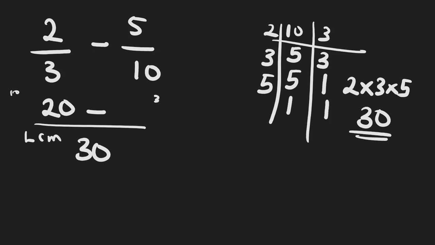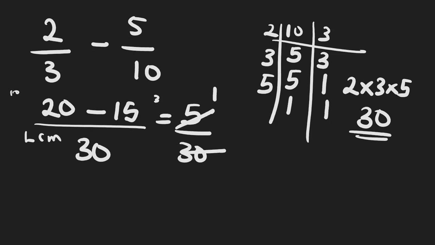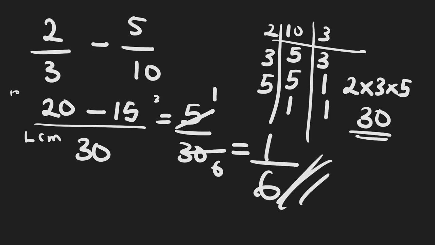And 3 times 5 is 15. So we're going to write 15 here. So 20 minus 15 is actually 5 over 30. And what can go into both 5 and 30 is 5. 5 here is 1 and 5 here is 6. So the answer is 1 over 6. So this is the answer.